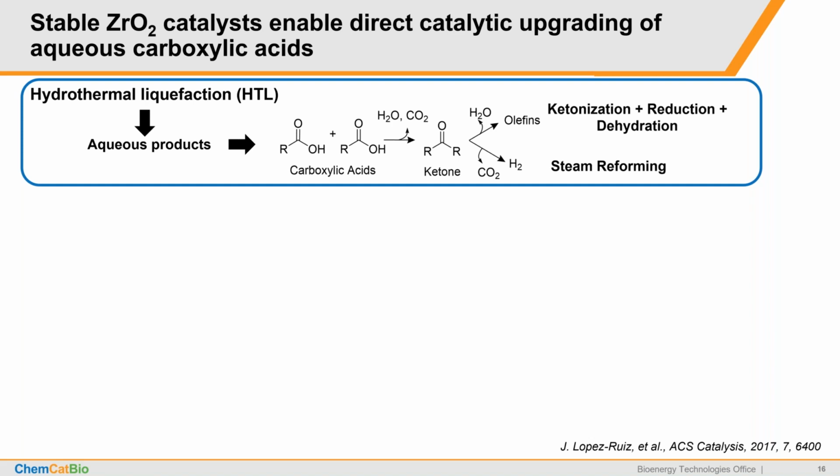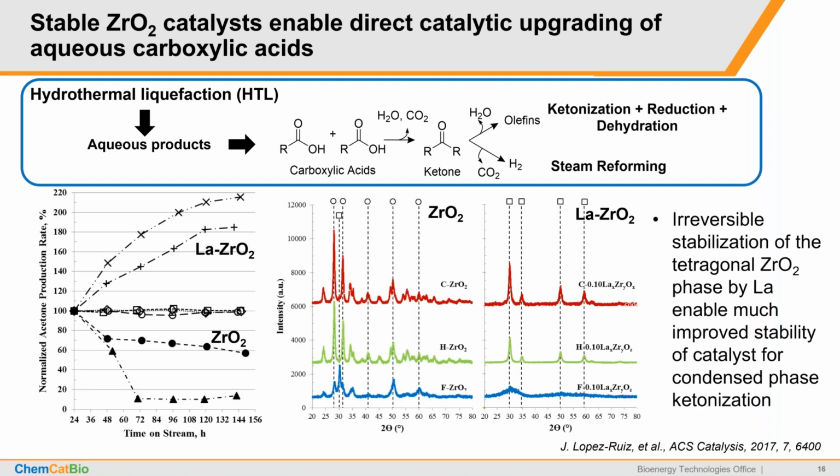And there are also other species, especially sugar-derived species. One of the strategies to use this carbonic acid carbon in the HTL aqueous phase is to do a ketonization reaction, shown here, to convert those carbonic acids into ketones. And ketones will be more straightforward for steam reforming to produce hydrogen, or by hydrogenation and dehydration, we can get olefin from that. For this ketonization reaction, the zirconia catalyst is showing very good performance, especially in gas phase.